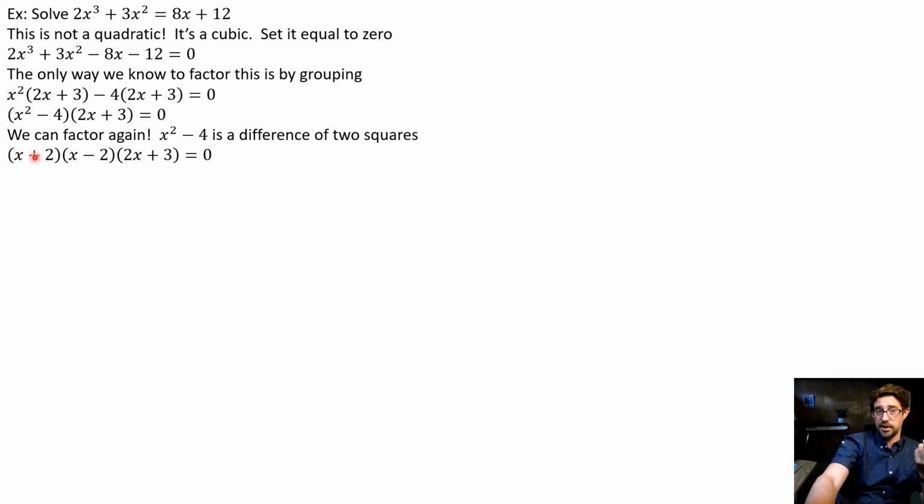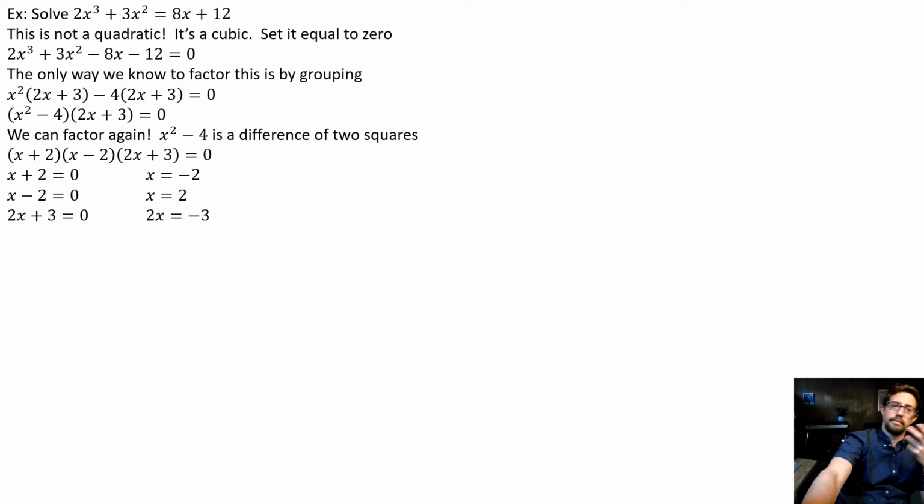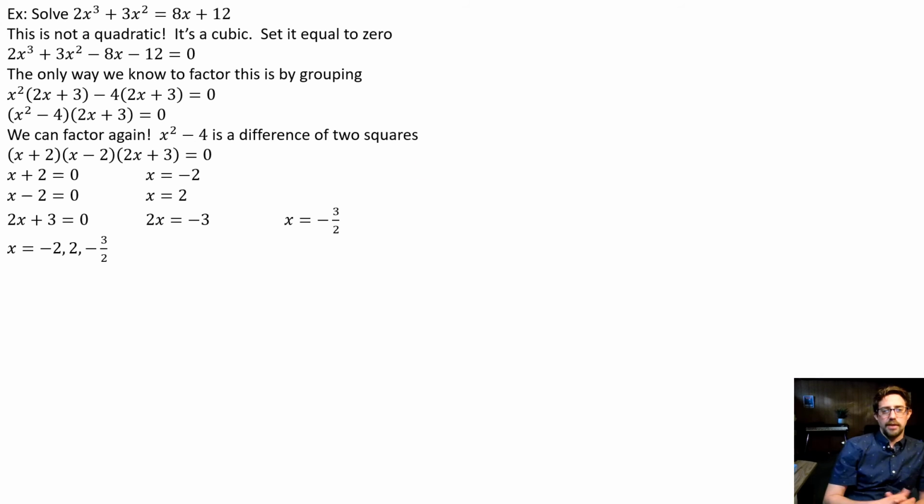So this is going to give us x is -2. This is going to give us x is +2. This is going to give us something else. There's your -2. There's your +2. One little extra step for that one, but you get -3/2. So just list them out. x equals -2, 2, or -3/2.